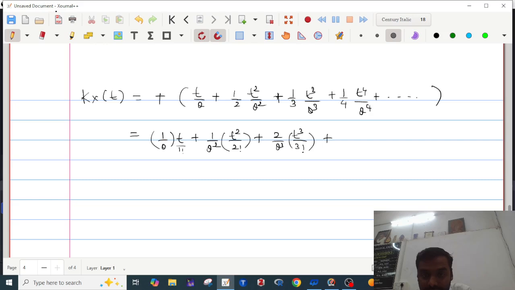Then to make this 4 factorial, we have to multiply this 4 by 6. To multiply and divide it by 6. So this is 6 upon theta raised to 4, t raised to 4 upon 4 factorial.